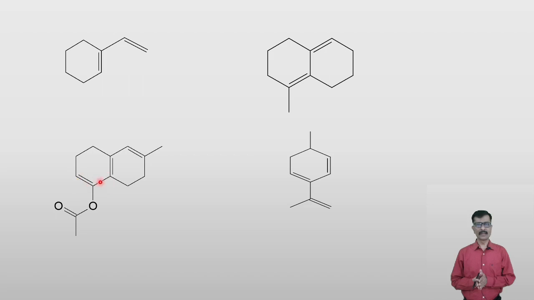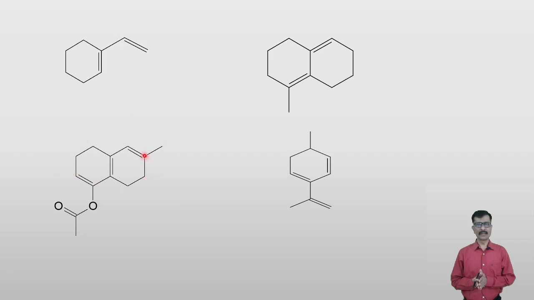Then check for exocyclic double bond. These two carbons are in the same ring, no exocyclic. Two carbons in the same ring, no exocyclic. Two carbons in the same ring, again no exocyclic. So there is no exocyclic double bond. Homoannular diene, one double bond extending conjugation, and substitutions.